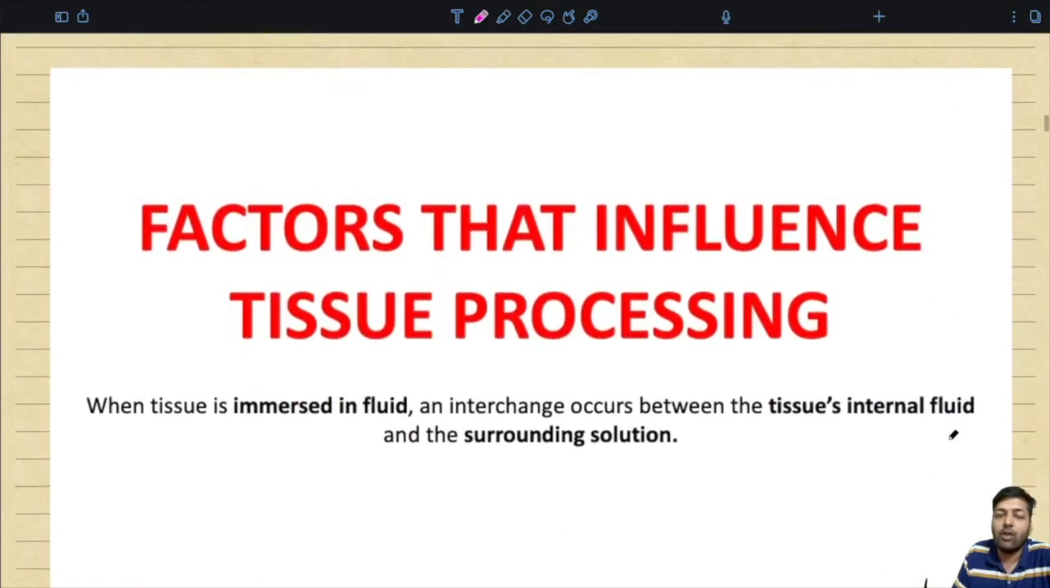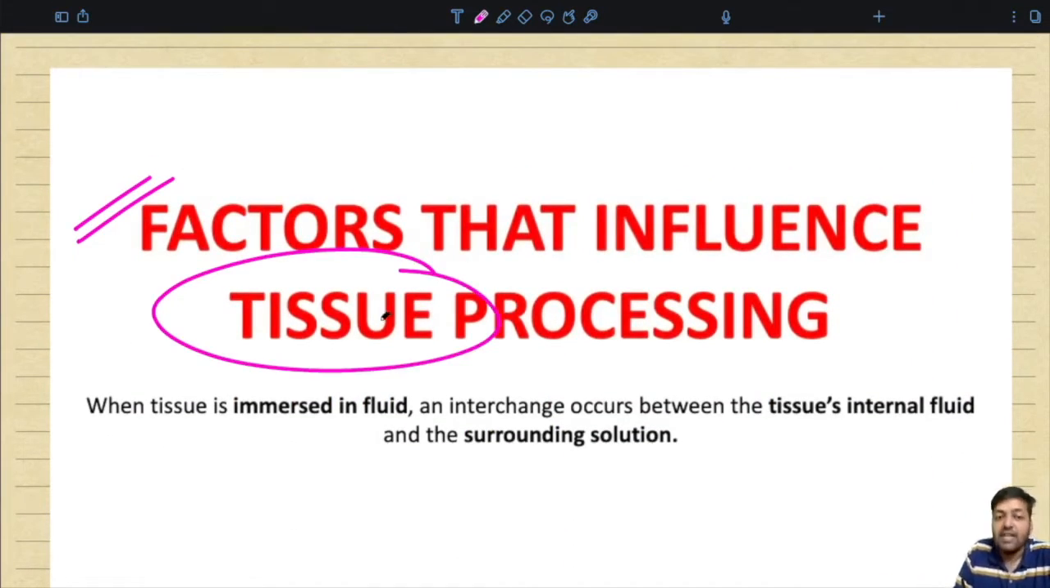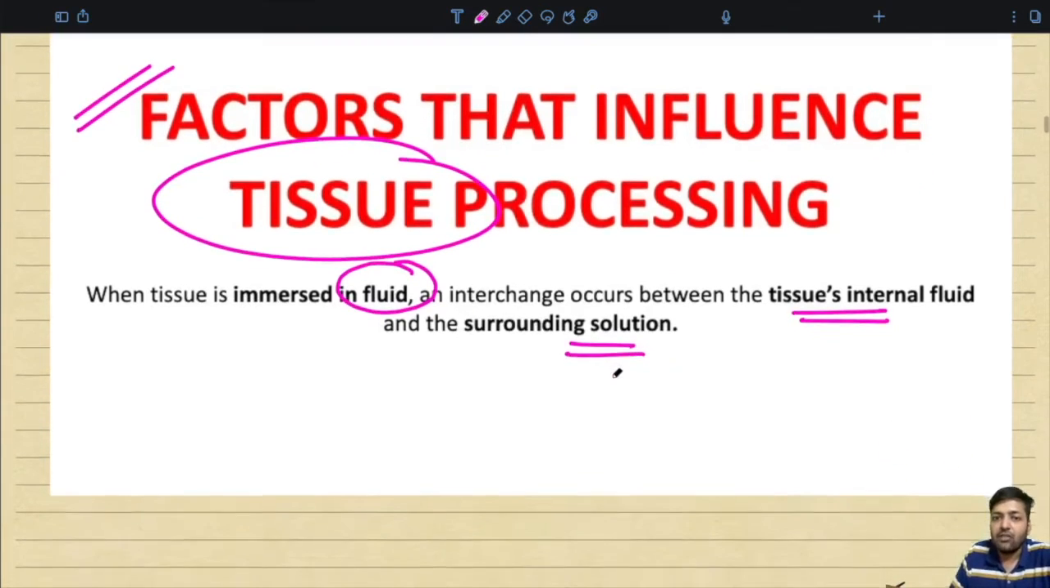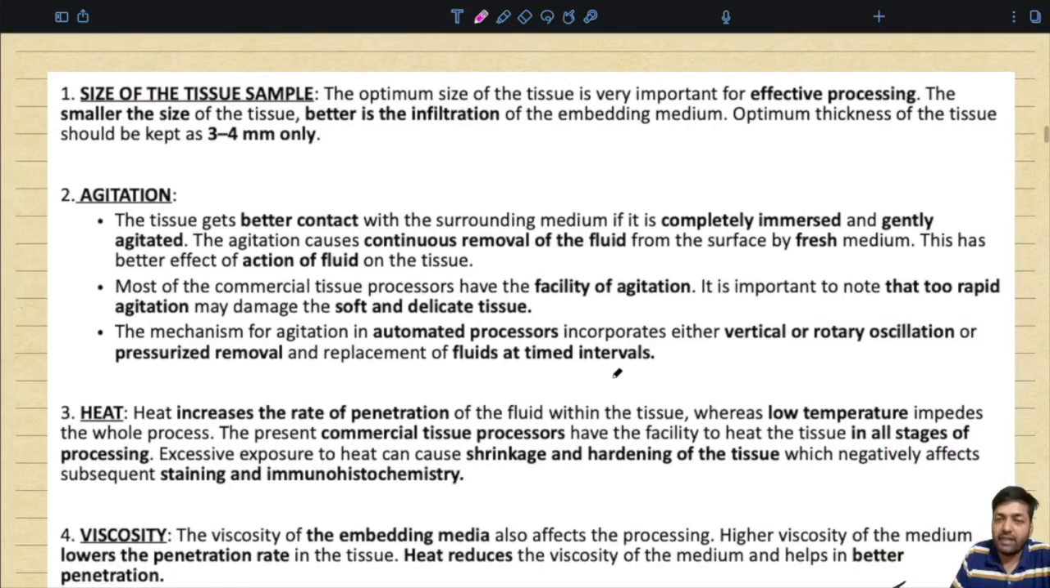Okay, so now we are going to see what are the factors which influence tissue processing. When the tissue is immersed in a fluid, an interchange occurs between the tissue's internal fluid and the surrounding solution. Now the surrounding solution will be different grades of alcohol, it will be xylene, it will be paraffin wax. So there are different stages over here. Let us see what are the factors which affect tissue processing. The first factor is the size of the tissue sample. The optimum size of the tissue is very important for effective processing of the tissue.